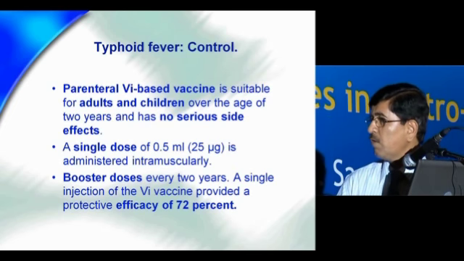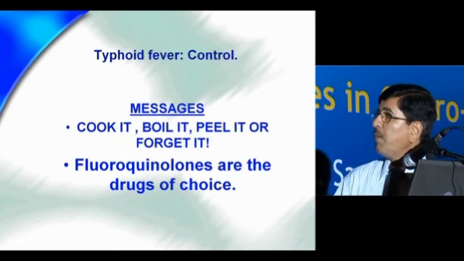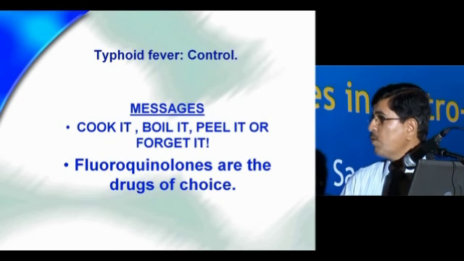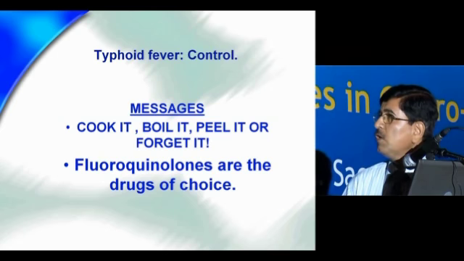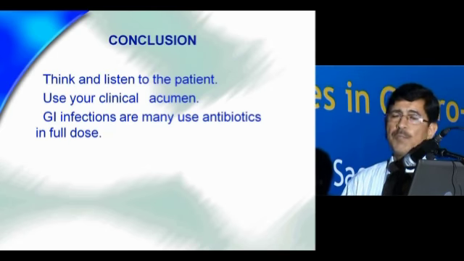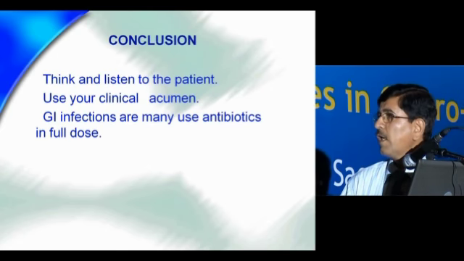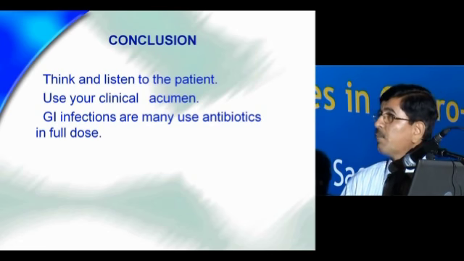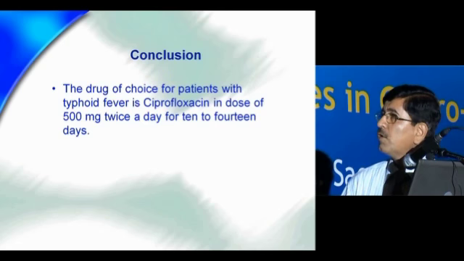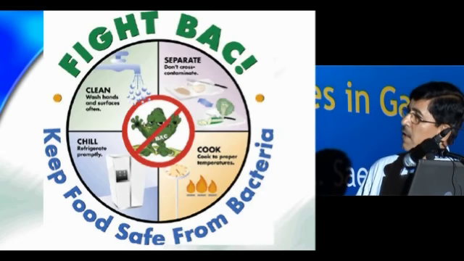Fluoroquinolones are the drugs of choice to treat gastrointestinal infections, including typhoid. The conclusion is: think and listen to the patient. Use your clinical acumen. GI infections are very common. Use antibiotics in full dose. The drug of choice for a patient with typhoid is ciprofloxacin twice a day. We have to fight back against fecal-oral infections through clean water. Don't use chilled food, use cooked food, and keep these things separate.